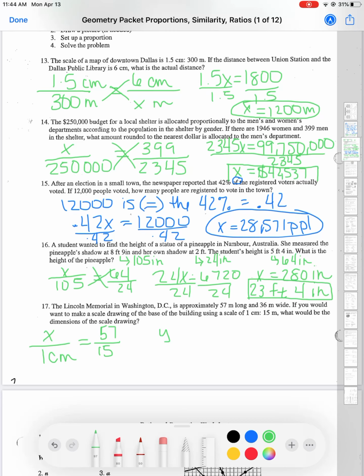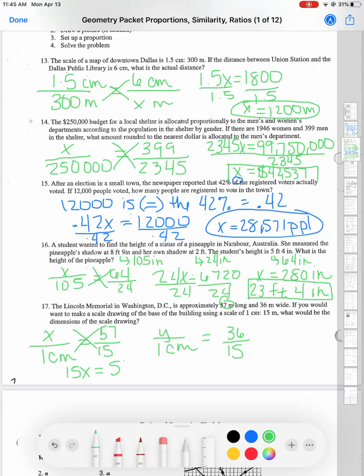And we could do the same with the base, which would be y to 1 centimeter, which would be 36 to 15. That's how you would set it up with proportions, but I think the easiest way to do it here would be to just divide 57 by 15 and divide 36 by 15. And that's what you're going to end up doing here anyway.